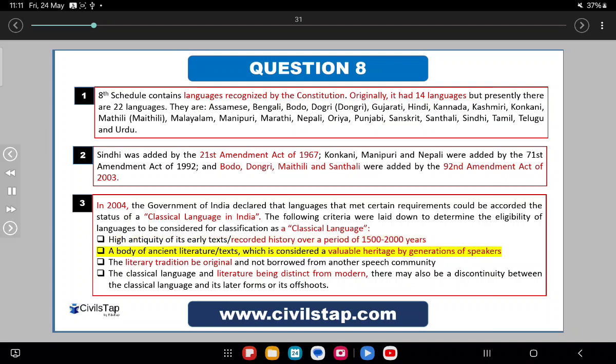A body of ancient literature texts, which is considered a valuable heritage by generations of speakers. The literary tradition be original and not borrowed from another speech community. The classical language and literature being distinct from modern, there may also be a discontinuity between the classical language and its later forms or its offshoots.